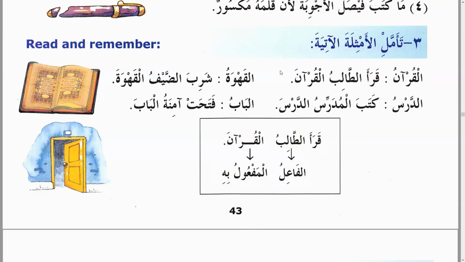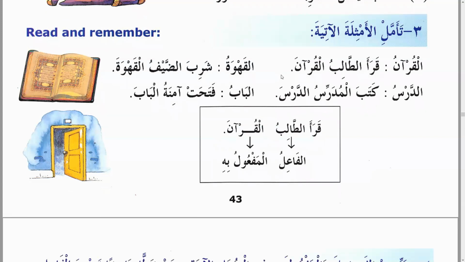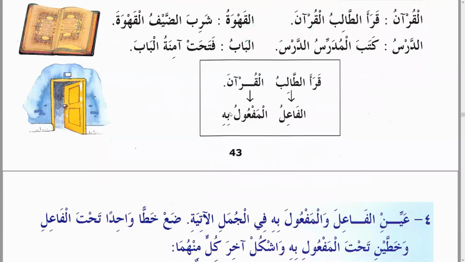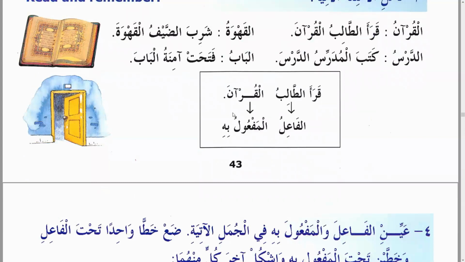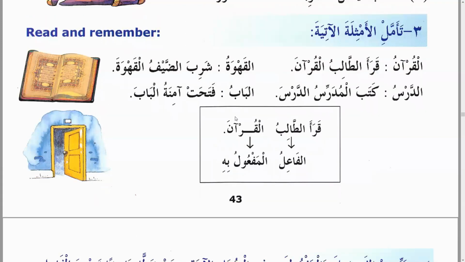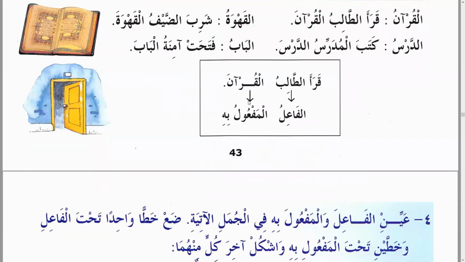Maf'ulun ma'ahu, maf'ulun lahu, right? And another, maf'ulun mutlaq. Three. The rest three we'll learn in book 3, inshallah. Nothing much big about them. It's just very easy. But this is the object. The main object is called al-maf'ul bihi, right? Or we can just say the maf'ul, also fine.